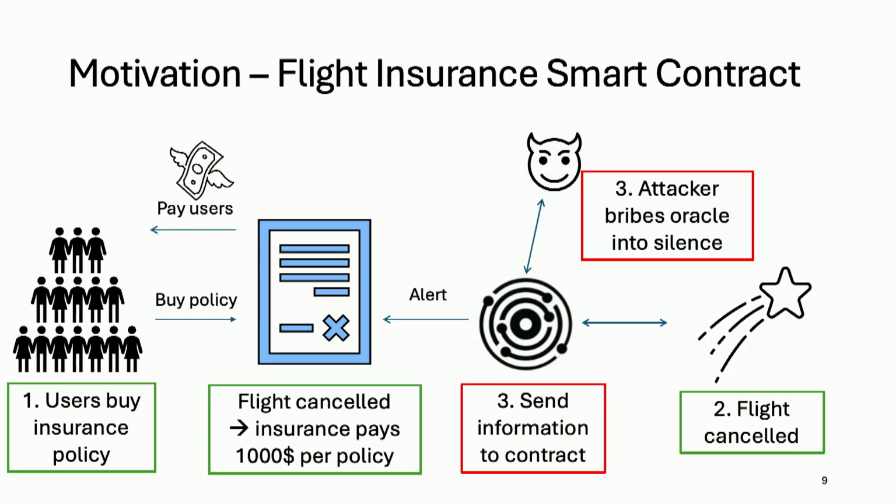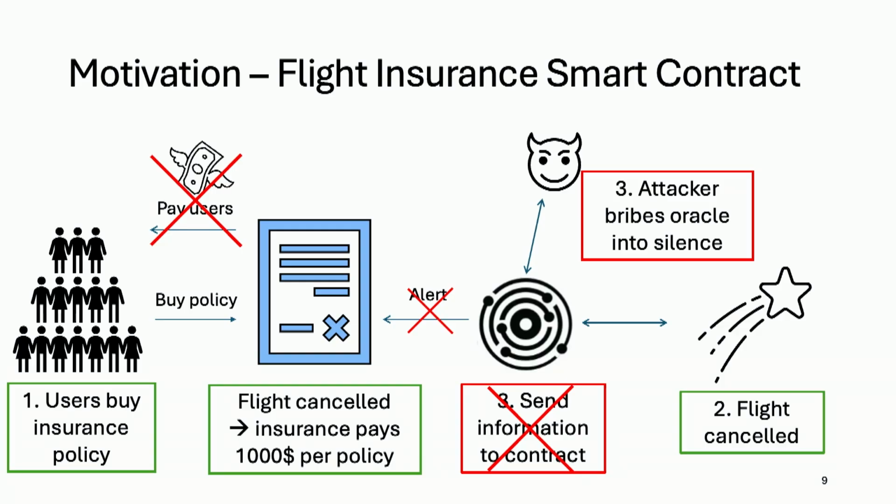Now, let's say that an adversary, the insurance company, does not really want to pay all those users $1,000 each. So what they can do instead is they can go to each of the nodes in the oracle network and offer a bribe. So say, I'm going to pay you some amount. In exchange, you just don't send this information to the smart contract.